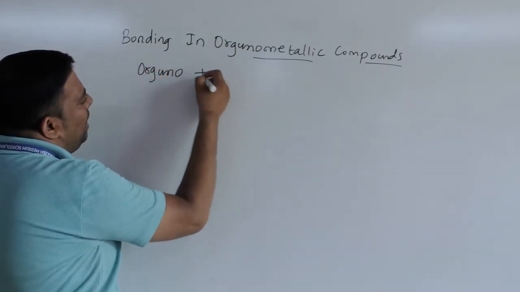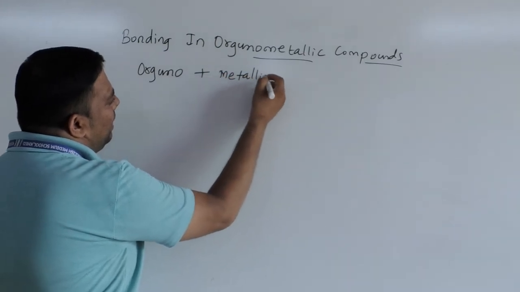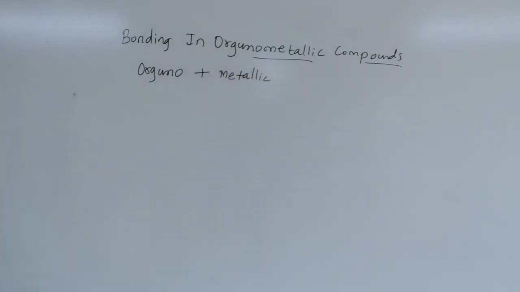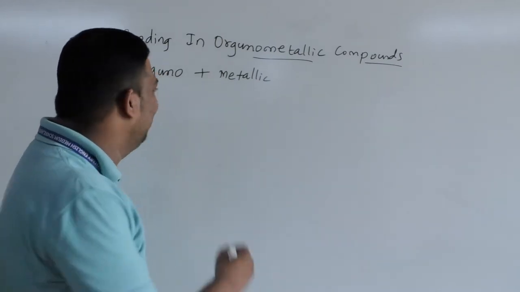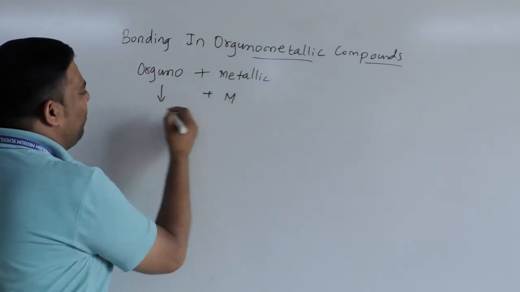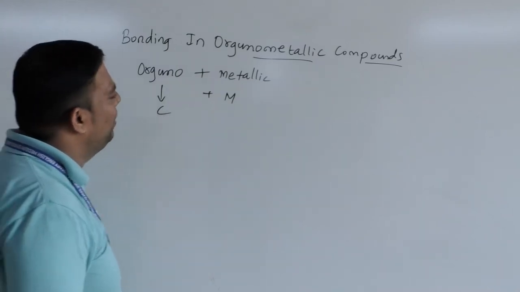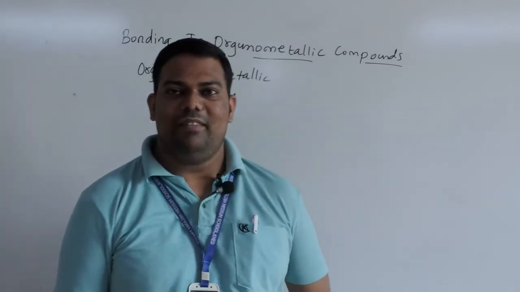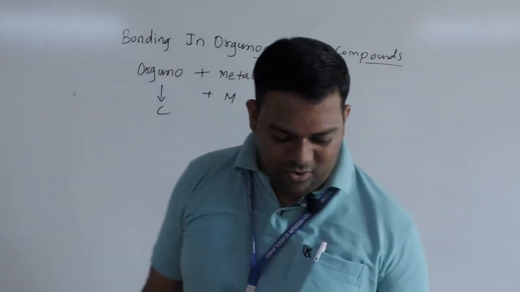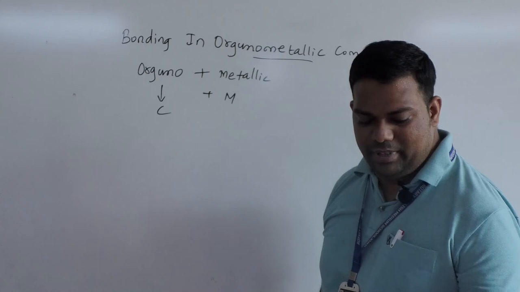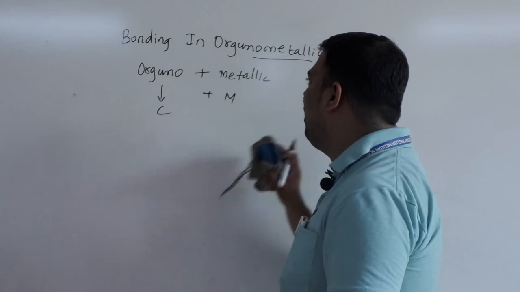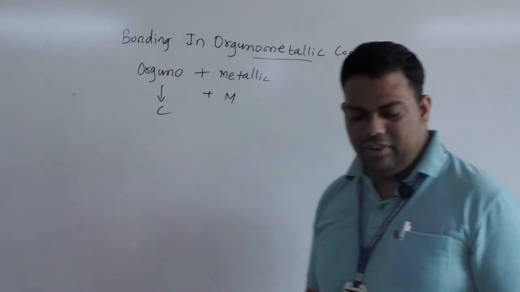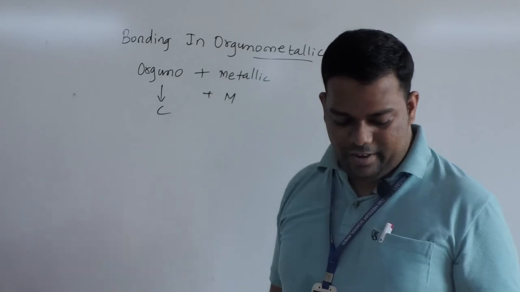So what is this organometallic? Organo plus metallic. Organo means organic, carbon, and metallic means metal. Understood? Organo means carbon and metal. Now you can write a definition of this: the compounds in which a carbon atom forms a direct bond with a metal.